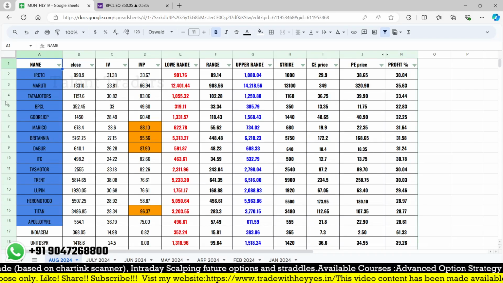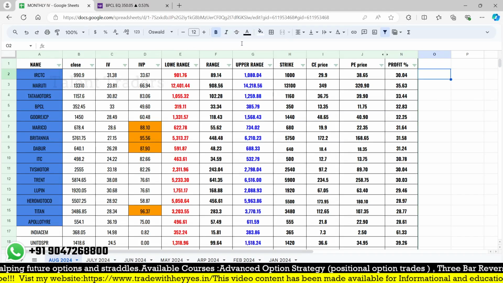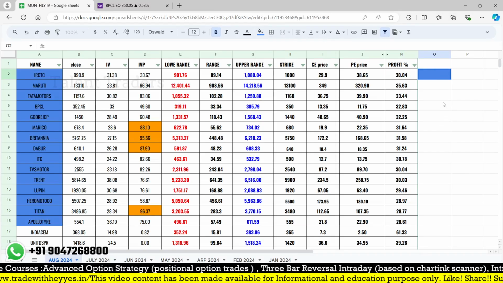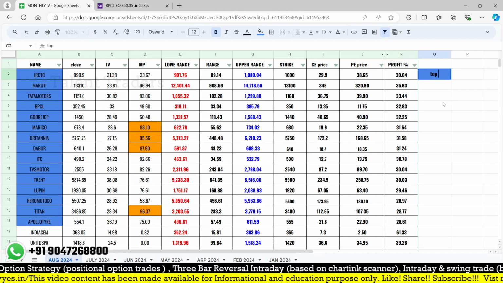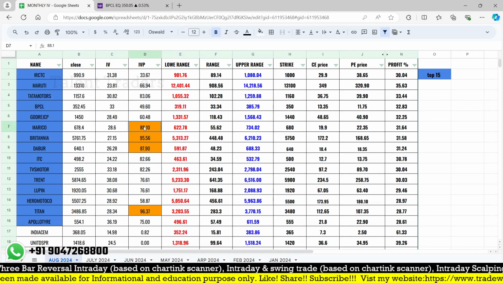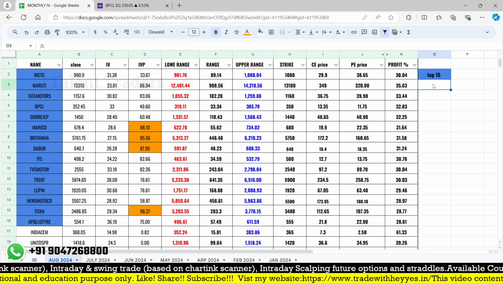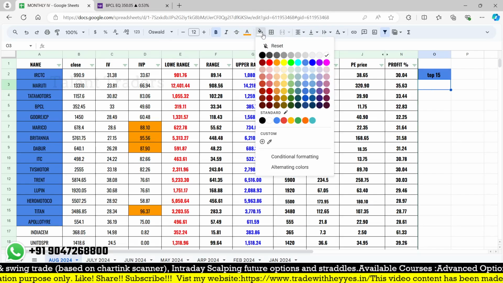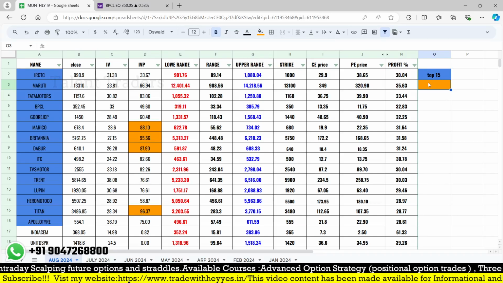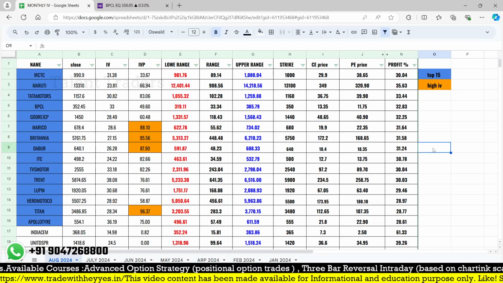Now I'm saving, and this is the top 15 stocks, and I will be marking this color as the top 15 stocks for the next month. And this color we are looking at is IIV. And this one, okay, high volatile, whatever it may be. So you can utilize it.